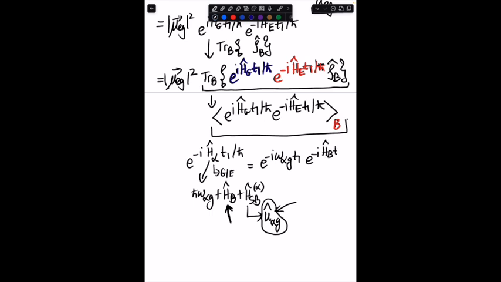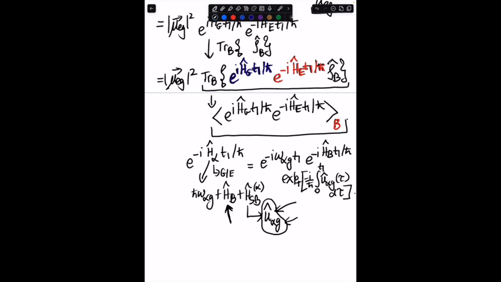i H_B t1 upon h bar, and then this can be written as a positive time-ordered exponential, minus i upon h bar, integral from 0 to t1 of u hat alpha g of tau d tau. So this is how you can write the full time evolution operator of some arbitrary state alpha where you have some fluctuation in transition energy.